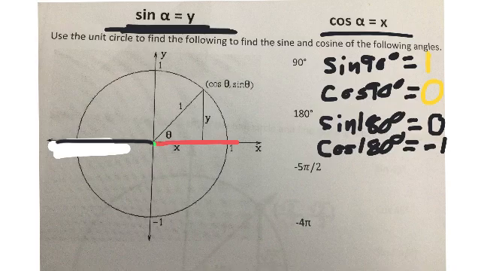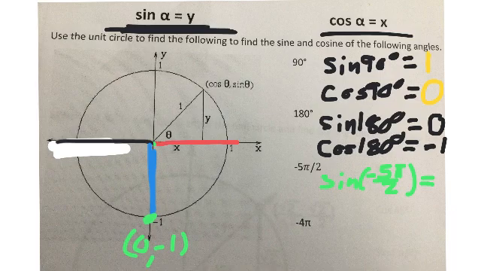So now my angle is formed here. Now I can't draw a right triangle because I'm on an axis. So I identify the coordinates of that point. The x value is 0. The y value is negative 1. So now if I'm finding sine of negative 5 pi over 2, sine is just the y value. My y value is negative 1, so sine of negative 5 pi over 2 is negative 1.